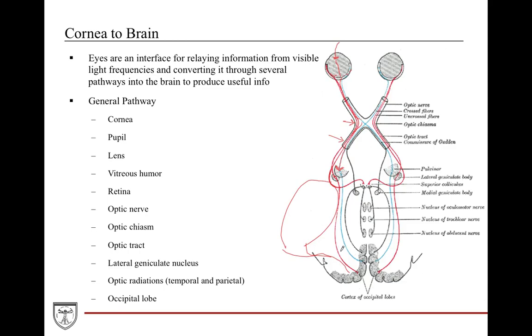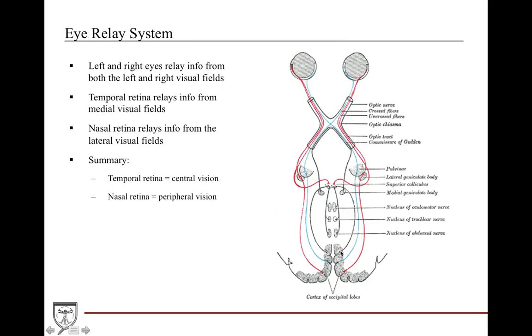So if you memorize that, you'll be able to get that correct, and you'll know how light and visual stimulus works. We're going to go a little bit more into the eye relay system and break things down so you know how to pick them up in a clinical situation. So, just some brief summary points.